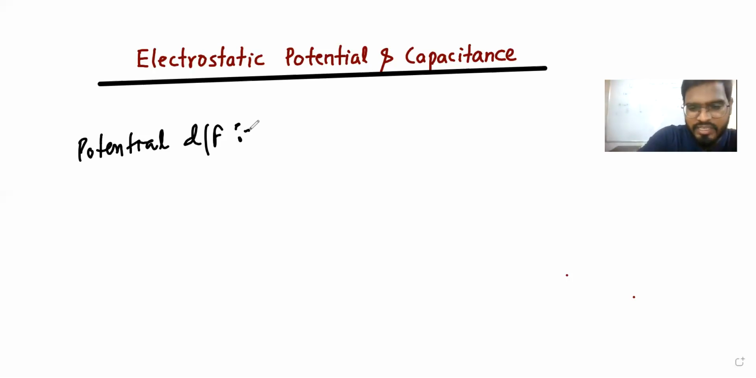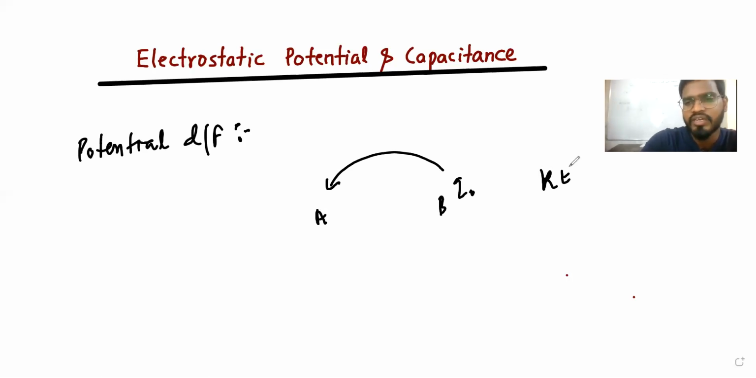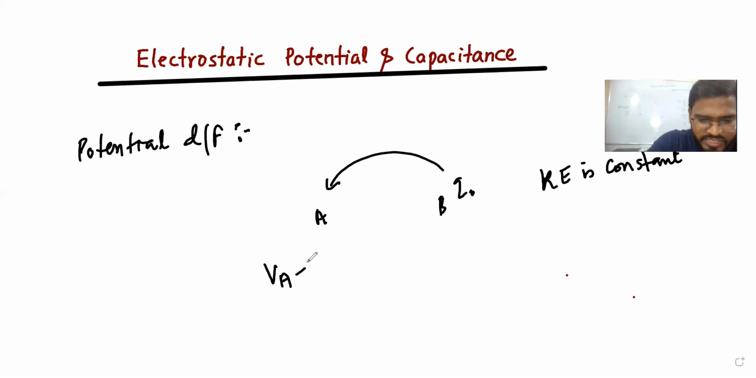So we can say, suppose Q naught charge is at point B, and we are taking it all the way to A, assuming kinetic energy is constant. Important: if kinetic energy changes, then everything will change. So remember this. So we can say VA is the final potential and VB is the initial potential.